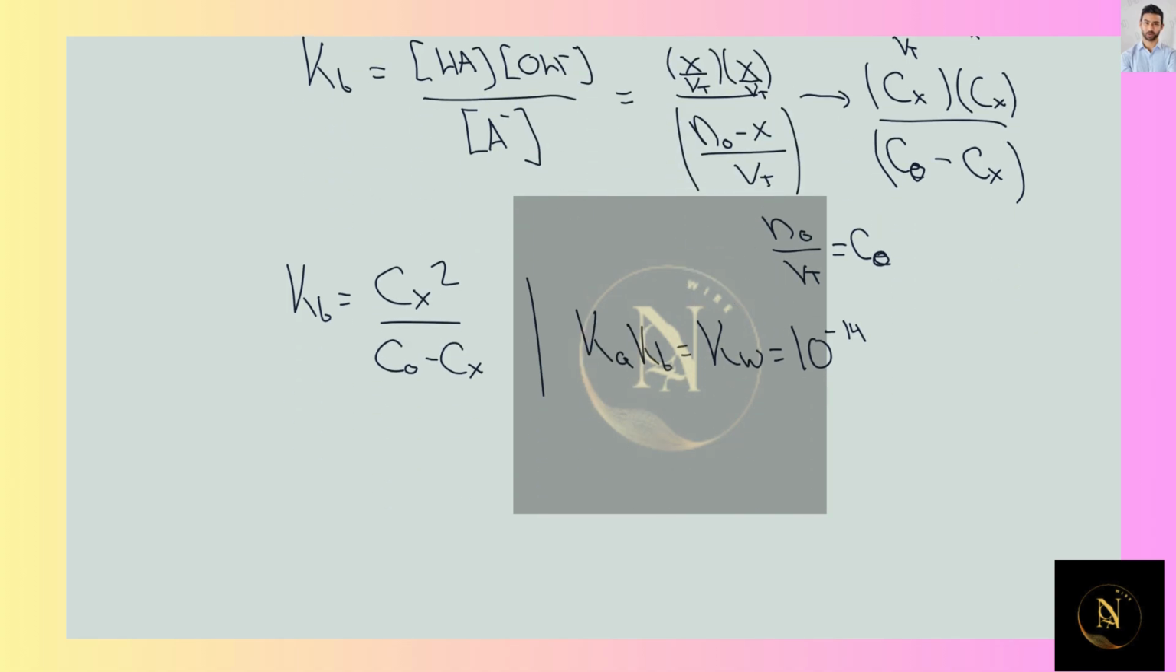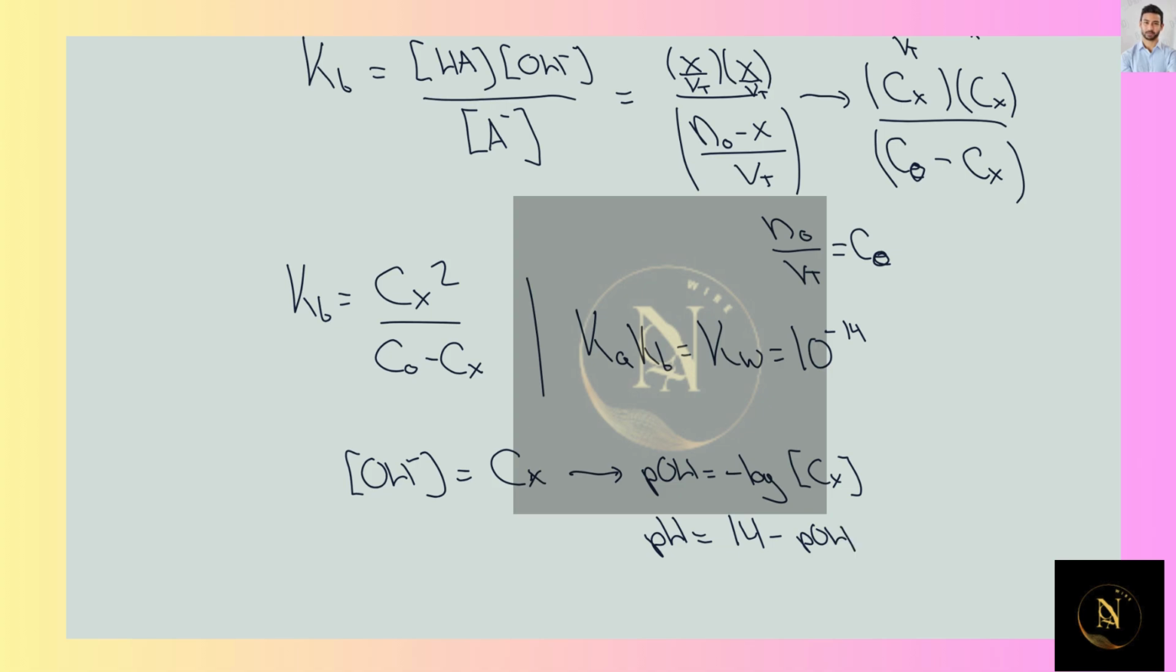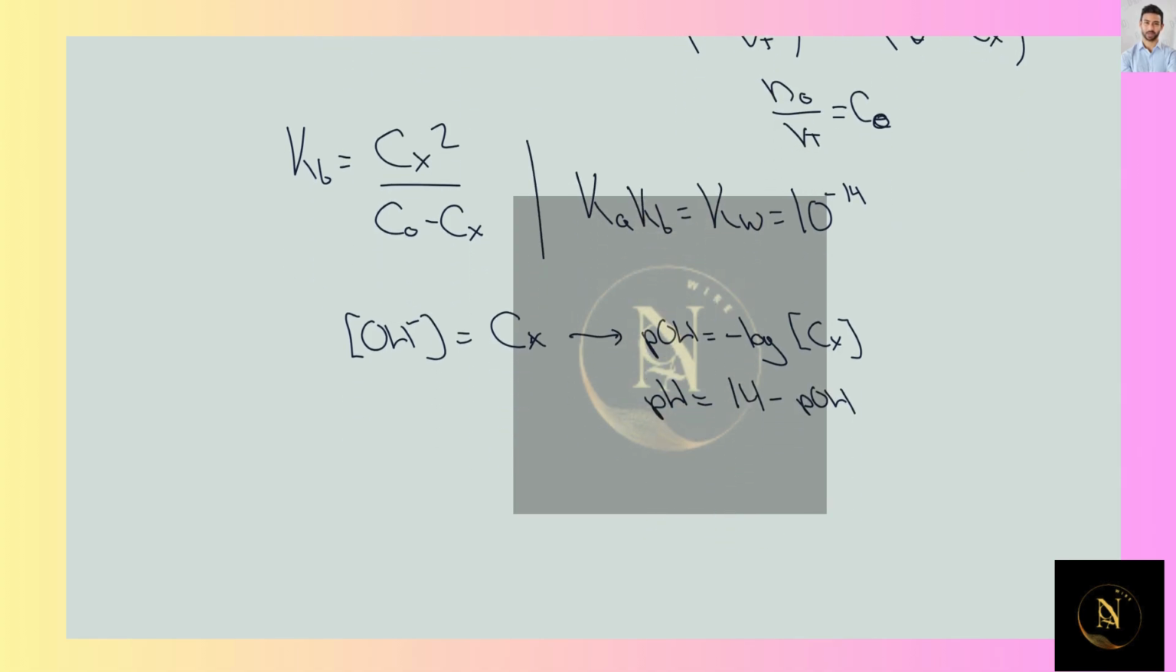Now the pH is going to be given by the concentration of OH minus, which is the value of Cx that you're going to find. So the pOH will be the minus logarithm of that, and the pH would be 14 minus pOH.